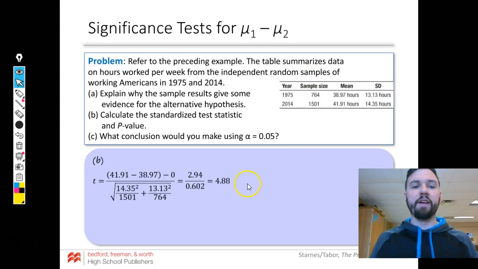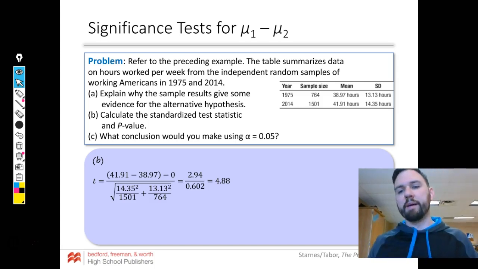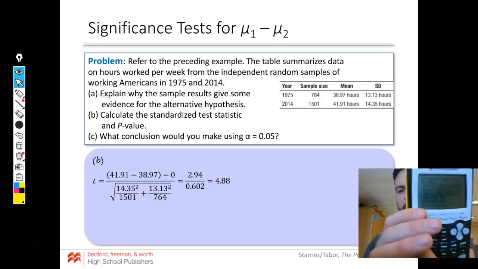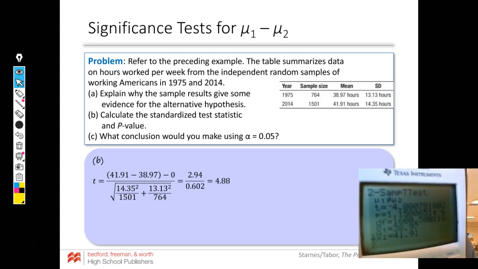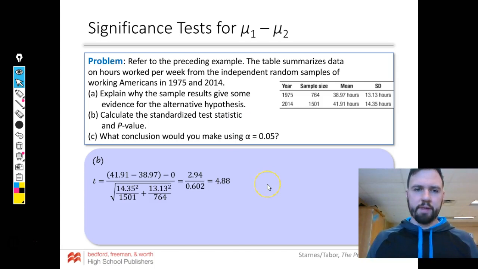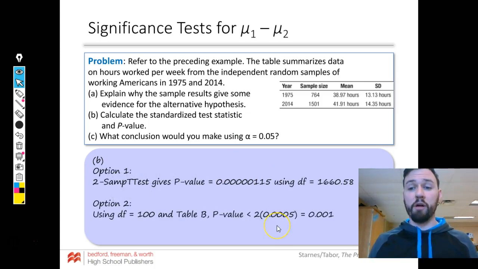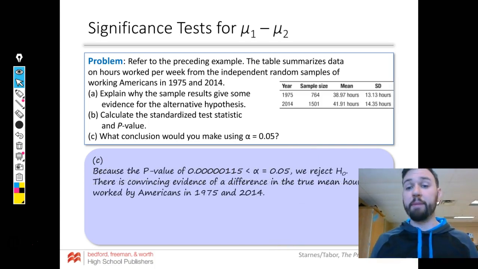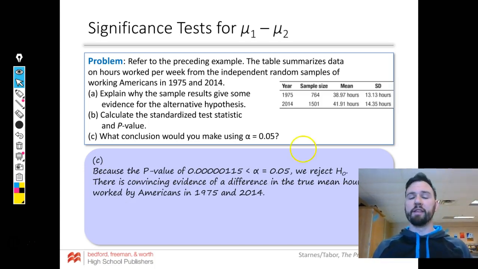Let's see if we did it right. Our T value, we could have done longhand and found the difference in means minus 0. I got negative 4.88. I put the data in opposite. It actually doesn't matter if I denote it the correct way. So I got 4.88 on the calculator as well. I got p-value to be very small. I used a calculator. I got the exact same thing. And that p-value is minuscule, so we reject the null. There's convincing evidence that people work more now, or in 2014, than they did in 1975.